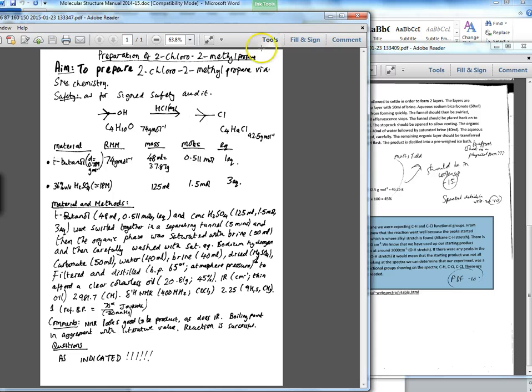So I have a title, and of course we should have a date listed at this point here. So what's my aim? My aim here is to say, I want to prepare the title compound via SN1 chemistry. I reference the safety sheet that's signed off in the lab, and then there's the schematic. Again, very scruffy handwriting I've got, but it's a schematic of the reaction.